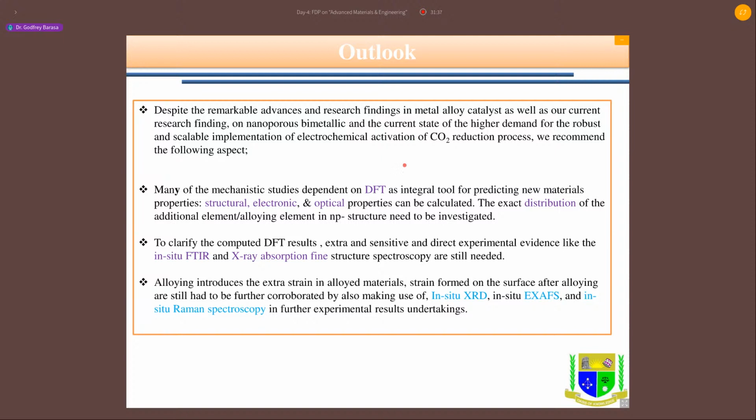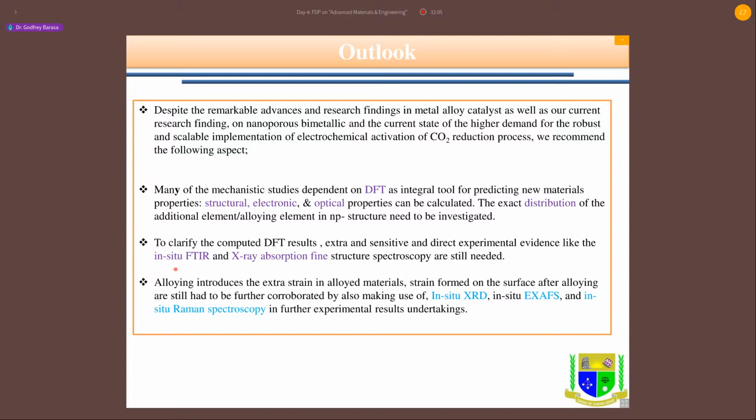We can recommend that many of the mechanistic studies depend on DFT, which I also talked about on the previous PPT, as an integral tool for predicting new material properties. So look at the structure, the electronic and the optical properties can be calculated. But the exact distribution of the additional element, that is the alloying element, in nanoporous structures needs to be investigated.